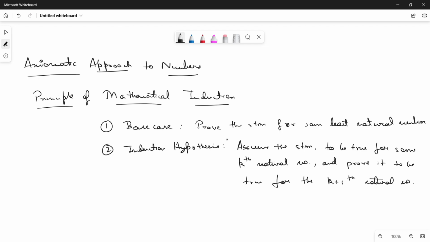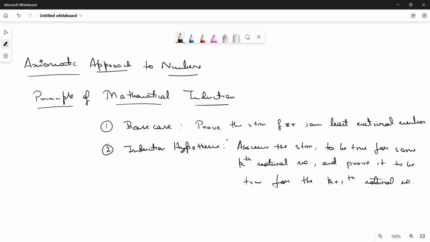This is also called the first principle of mathematical induction. There is also the second principle of mathematical induction, where the base case involves proving the statement to be true for all the natural numbers till k. And under the induction hypothesis, obviously, we check it to be true for the k plus 1th natural number.